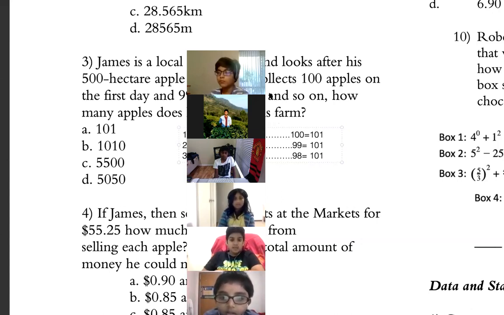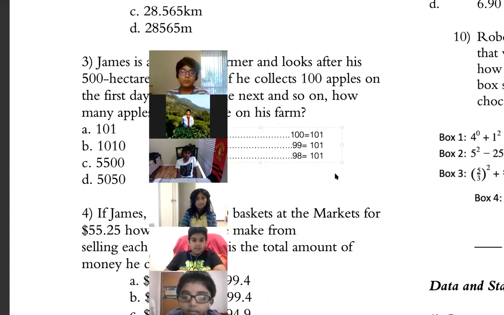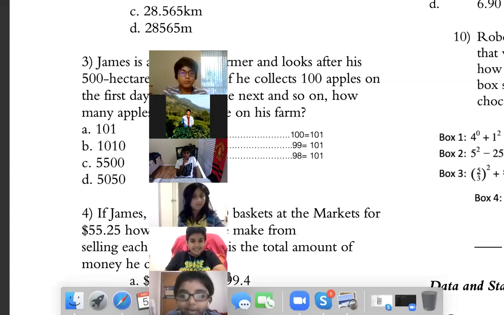And how many pairs are there in total? 50. So to find the right answer, you just have to multiply 50 times 101, and you get the correct answer, 5,050. I did it that way, Melvin. Who did it? Oh yeah, Arnav. Good job.